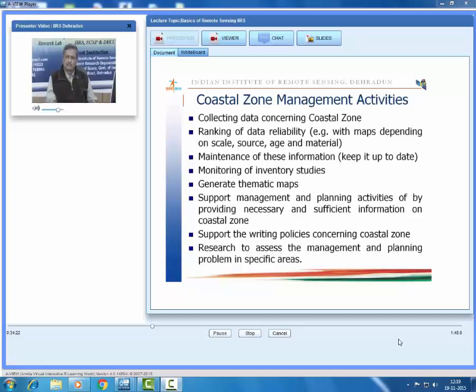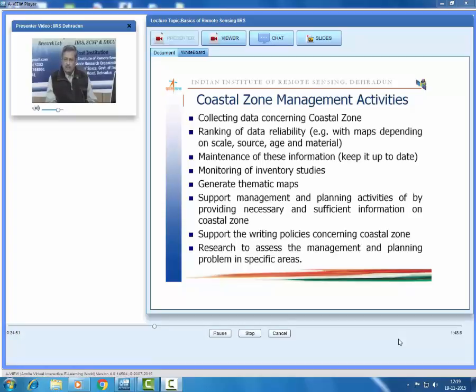Those data have certain linkages with the coastal zone; old data don't have any meaning, particularly data like bathymetry data, sea surface temperature data, they change. So you cannot rely on data which has been taken a few years back. Maintenance of this information: you should always try to keep those data up to date. Whenever you get new data, the old data should be exchanged with those new data sets.